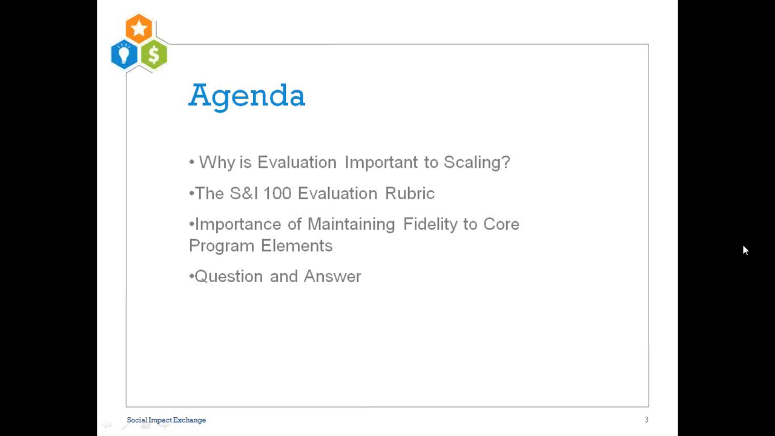So going over today's agenda, again, we will be reviewing why evaluation is important to scaling. We will also review the S&I 100 evaluation rubric, the importance of maintaining fidelity to core program elements, and then ultimately leave about 25 minutes for our question and answer session.